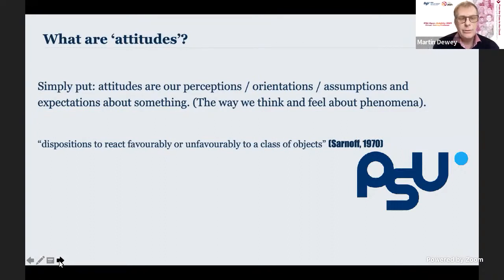All right. So put another way, in relation to language attitudes, Sarnoff described this as dispositions to react favorably or unfavorably to a class of objects. So it's not just your perception, orientation, and assumption. It's also the attitudes that you have in relation to language will mean that you're more or less likely to behave in a particular way or to respond in a particular way when you hear someone speaking.